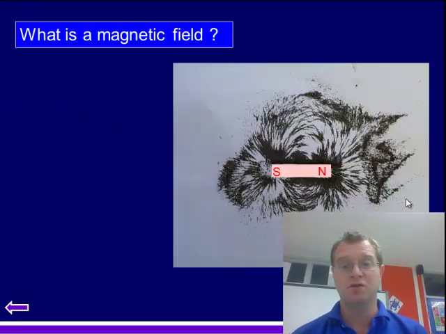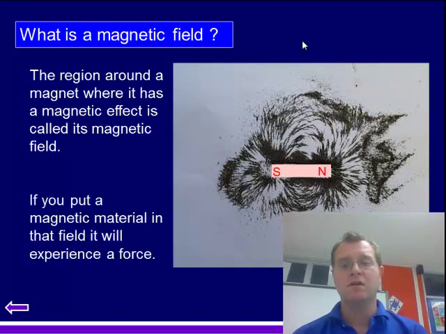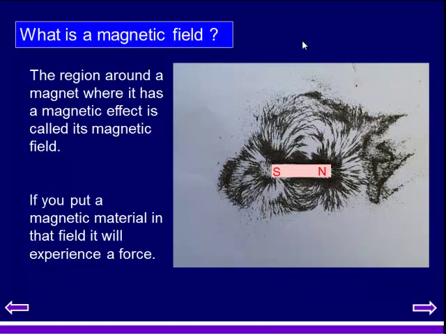By definition, much like gravitational fields and electric fields, the region around a magnet is where a magnetic effect takes place, and this is known as a magnetic field. Now, a magnetic effect only interacts when there's magnetic material involved. Okay, so a magnetic material will experience a force when in a magnetic field.